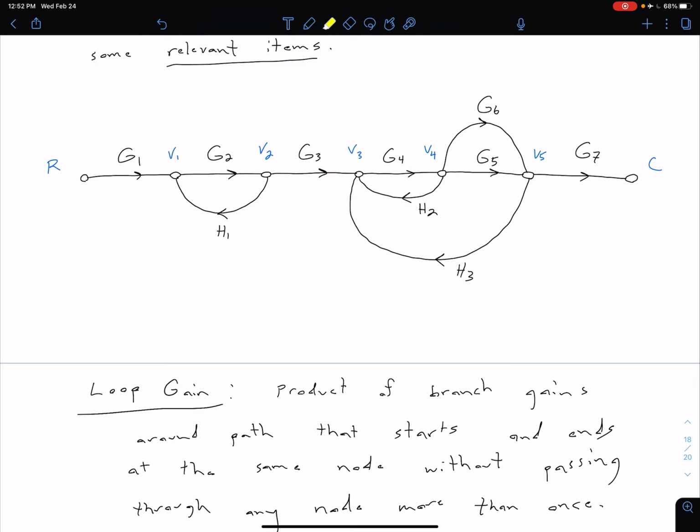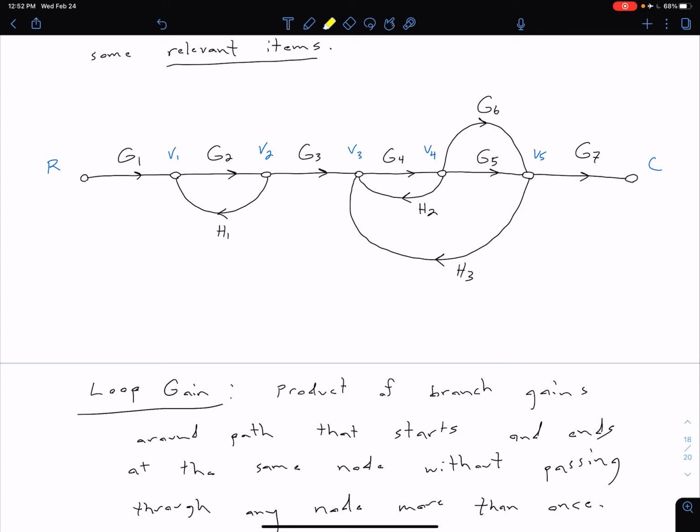Let's say we start at V3, and we notice we have these two paths, G6 and G5 in parallel. Let's say we go V3 to V4 to V5, back to V3, and then we come through here again, and we go through G6, and then back through here again. That would not be a loop, because we've gone through these nodes multiple times. That's where that second part of our definition, that we can't go through the same node more than once, comes into play. Of course, we're starting and ending at the same spot.